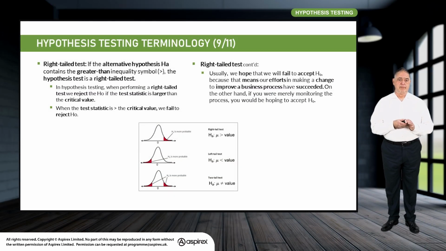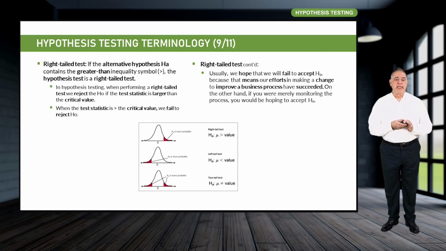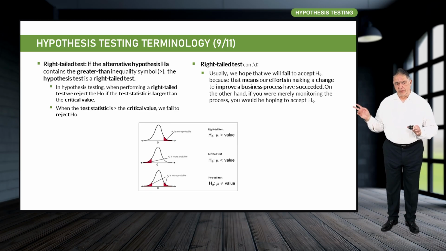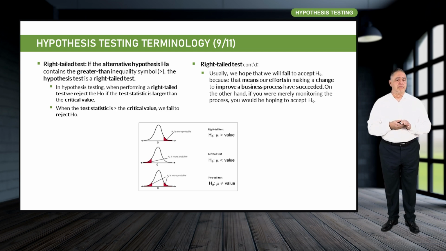Right-tailed test. Well, if the alternative hypothesis, HA, contains the greater than inequality symbol, then the hypothesis test is a right-tailed test. And we can see an example in the figure that is displayed on the slide. Usually, we're hoping that we will reject the null hypothesis because that means that our efforts in making a change to improve a business process have been successful.